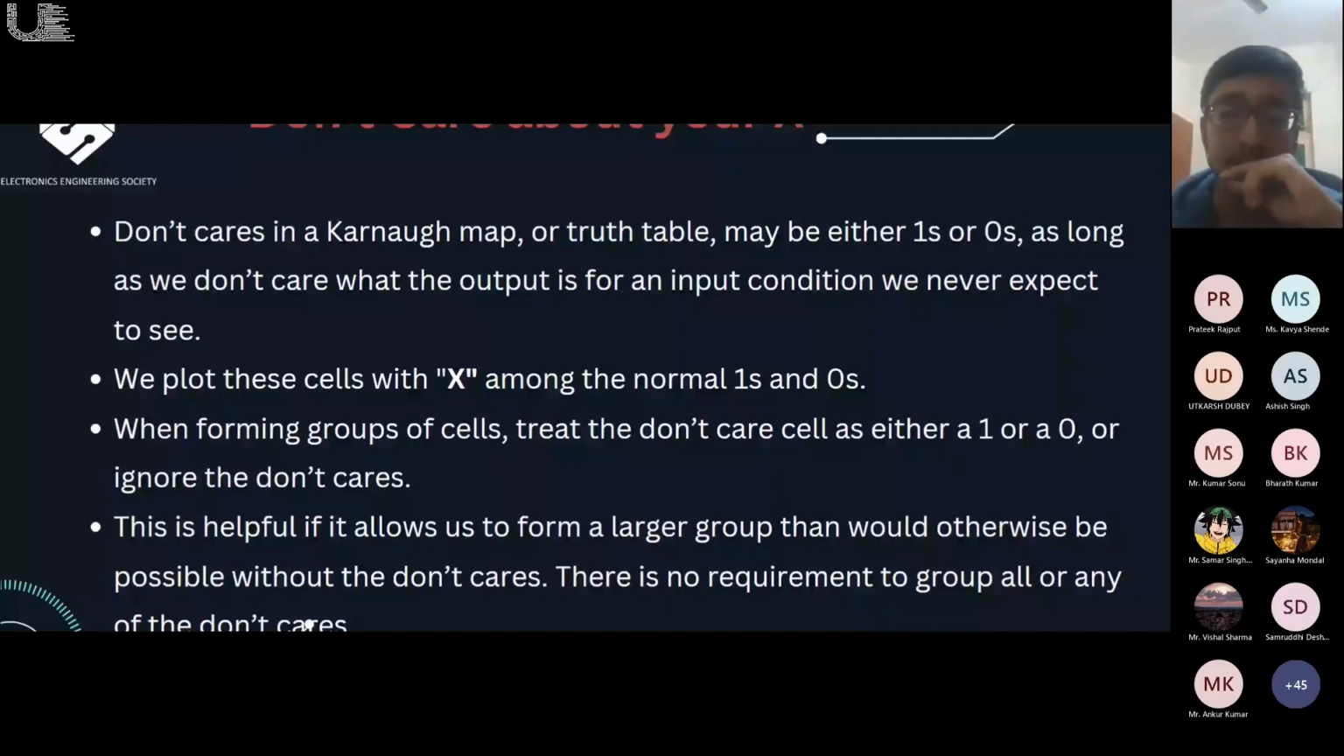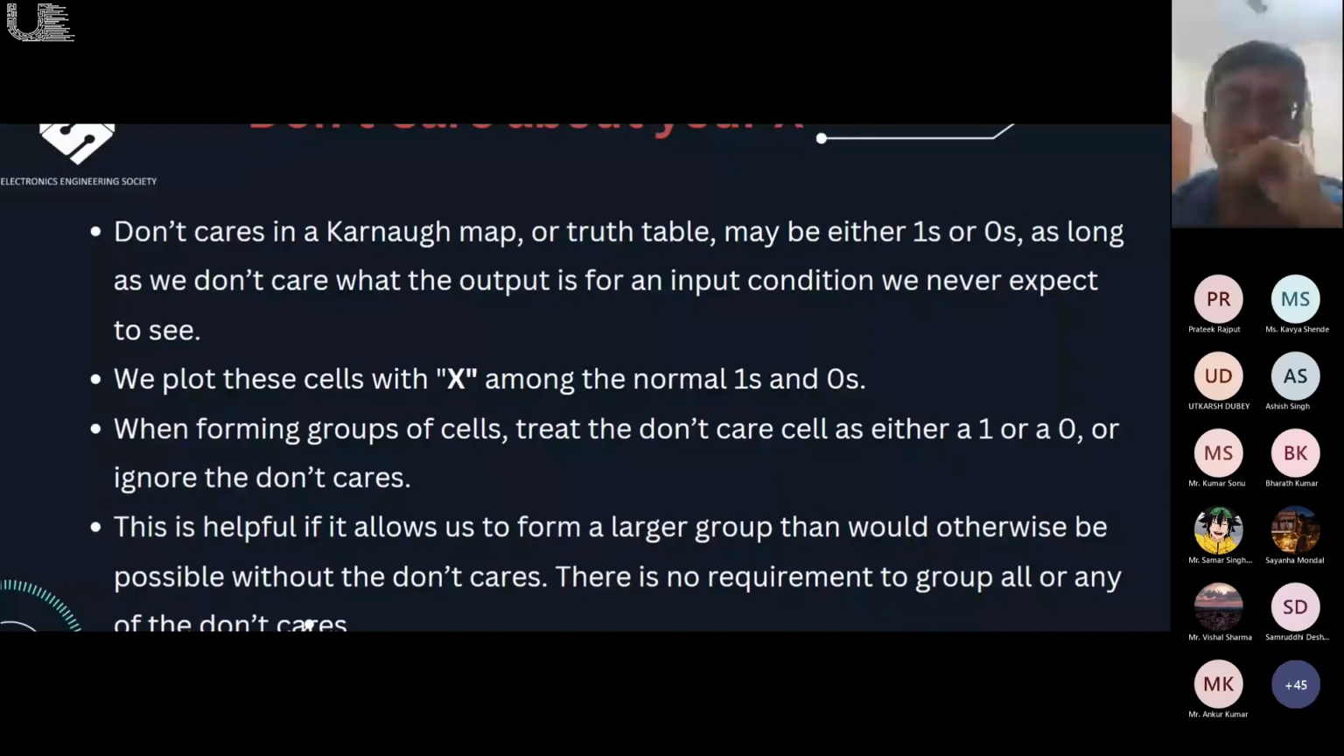And what is the benefit of doing that? It's like an if else statement, right? It's like a case statement. It can either be 1, it can either be 0. Now if it is a 1, then maybe you can group it up. Maybe we can form larger groups, right? And simplify the expression more. And if it is a 0, then we don't. So the point is that it doesn't matter whether we take it or not. If it helps us in forming a larger group, then we take it. Otherwise, we don't care about it. It's a 0. It doesn't exist.